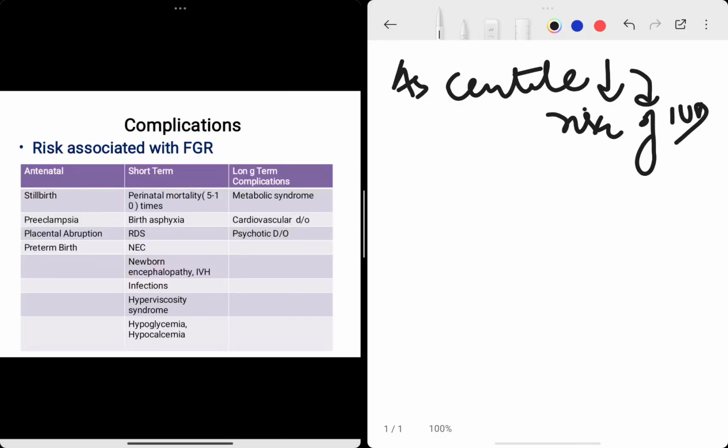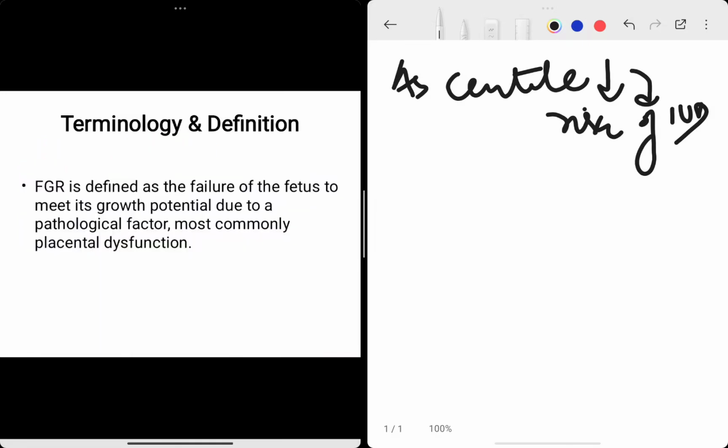Now there are certain complications or risks associated with these FGR babies. So antenatally these babies can have stillbirth, preeclampsia in the mother, placental abruption, preterm birth. Short-term complications include perinatal mortality, birth asphyxia, RDS or respiratory distress syndrome, necrotizing enterocolitis or NEC, newborn encephalopathy, intraventricular hemorrhage, infections, hyperviscosity syndrome, hypoglycemia, hypocalcemia. While the long-term complications in these babies are metabolic syndrome, cardiovascular disorders and psychotic disorders.